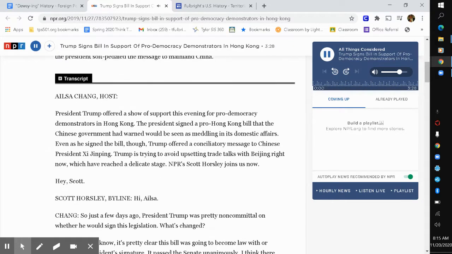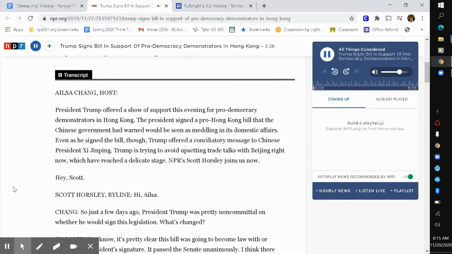President Trump offered a show of support this evening for pro-democracy demonstrators in Hong Kong. The president signed a pro-Hong Kong bill that the Chinese government had warned would be seen as meddling in its domestic affairs. Even as he signed the bill, though, Trump offered a conciliatory message to Chinese President Xi Jinping. Trump is trying to avoid upsetting trade talks with Beijing right now, which have reached a delicate stage.